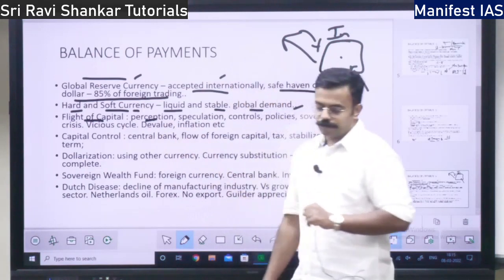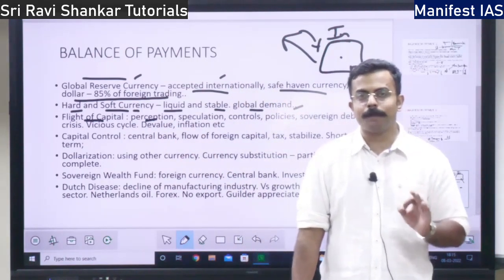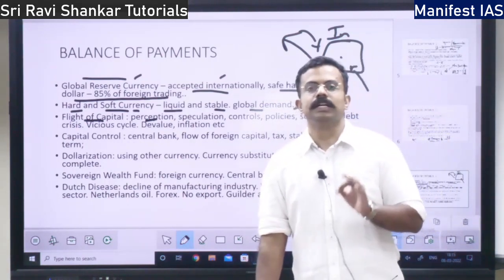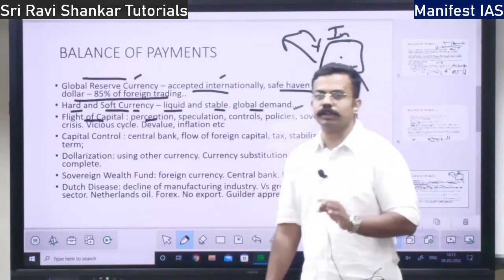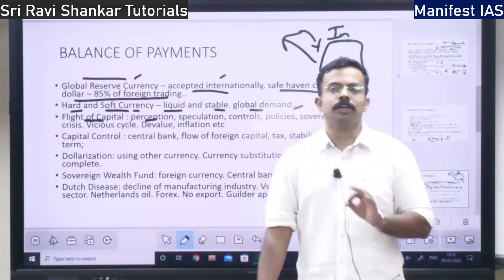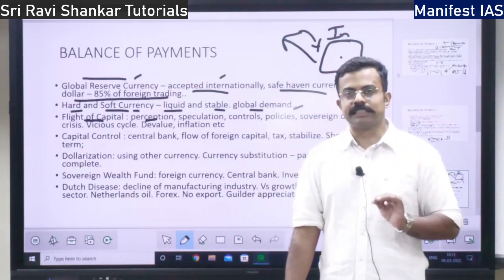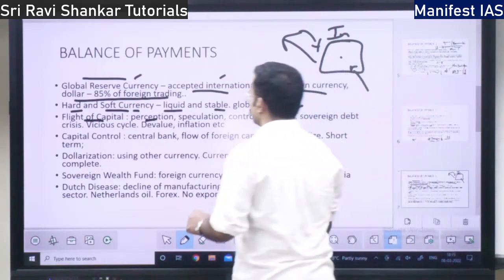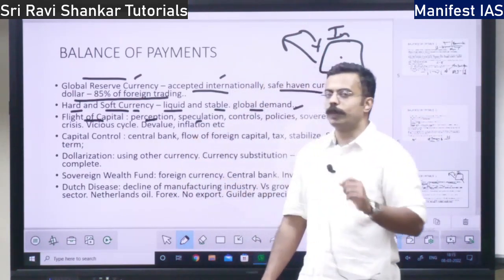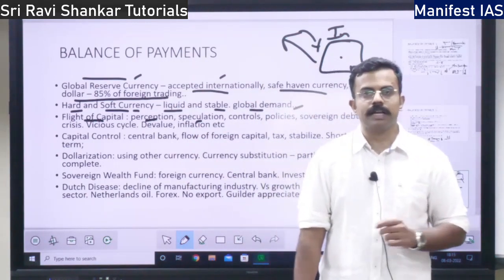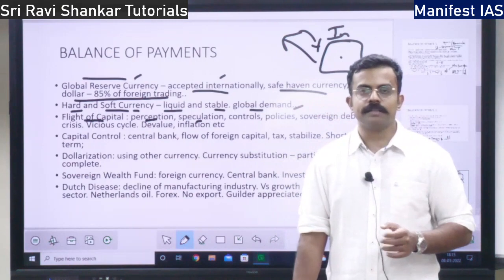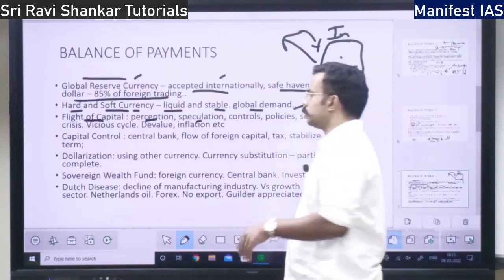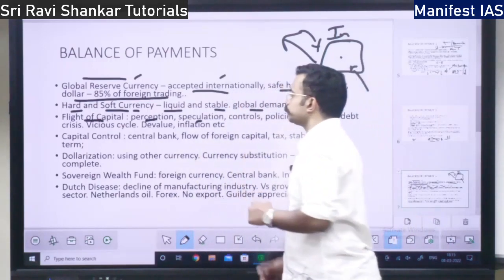Why does flight of capital take place? First, perception. If there is a bad perception about the country, let's say we have a bad perception about Pakistan because it is enrolled under FATF and is also a state sponsor of terrorism, nobody will invest in Pakistan. Even if somebody has invested, they will take the capital and go outside. That is flight of capital due to perception about the country. And also speculation. Speculation means what? The best example is the Ukraine-Russia war. Just after the war took place, there were a lot of guesses and doubts, wild guesses, and the stock market collapsed. That is speculation.